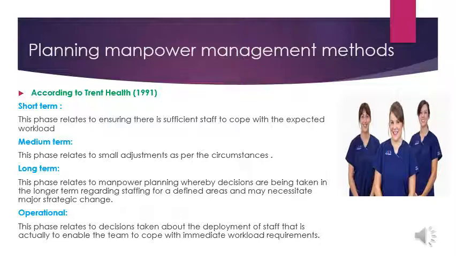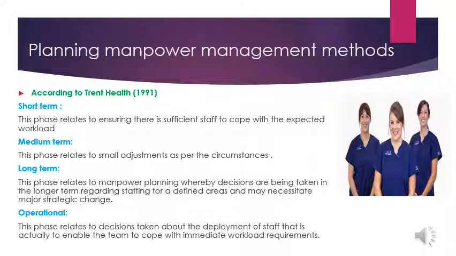Moving to the planning of manpower management methods, according to Trend Health in 1991, there are some phases: short term, medium term, long term and operational term. Short term means they are ensuring sufficient staff to cope with the expected workload. So here they are checking whether the hospital has enough employees to cope with the expected care that is given to the patients. The medium term means they utilize the present nursing personnel to carry out all the work in the changing environment. They are not taking any recruitment process at all. They are utilizing the current employees to provide the care to the patients.